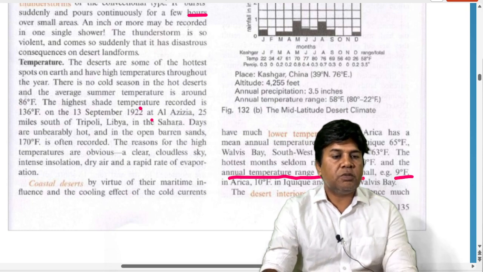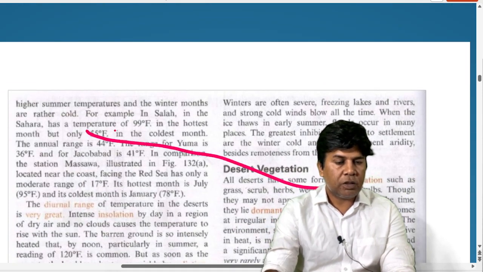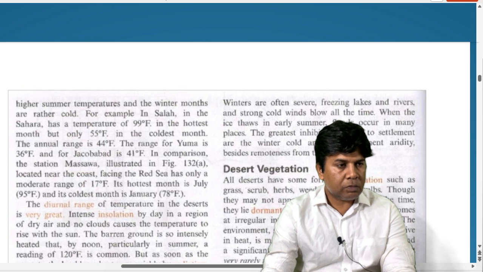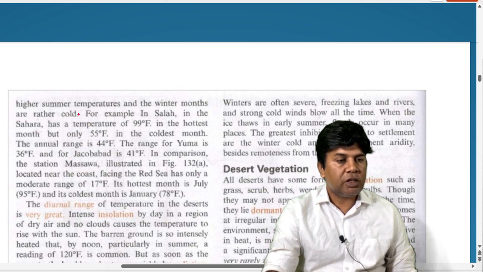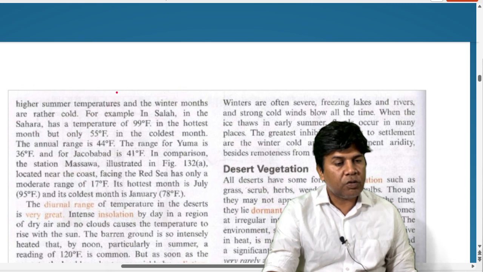The desert interior, however, experiences much higher summer temperature, and winter months are rather cold in the interior, because of a phenomenon known as continentality. Continentality means in the interior part of the desert, they have a very high temperature in the summer because there is no maritime influence in these areas, and winter months are rather cold because land cools down very fast, and it also heats up very fast. So that's why summer temperature becomes high and winter temperature also becomes very low.